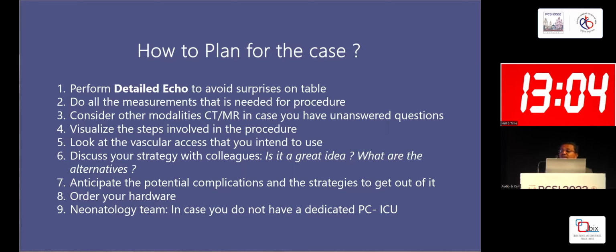Plan for the vascular access that you intend to do. Discuss your strategies with your colleagues. Is it a great idea? What are the other alternatives? Anticipate the potential complications and strategies to get out of it. Order your hardware. And then you need to have a good neonatology team in case you do not have a dedicated pediatric intensive care unit. So I actually have a good neonatal ICU and I do these cases, and then those guys in the neonatal ICU take care of the kids.